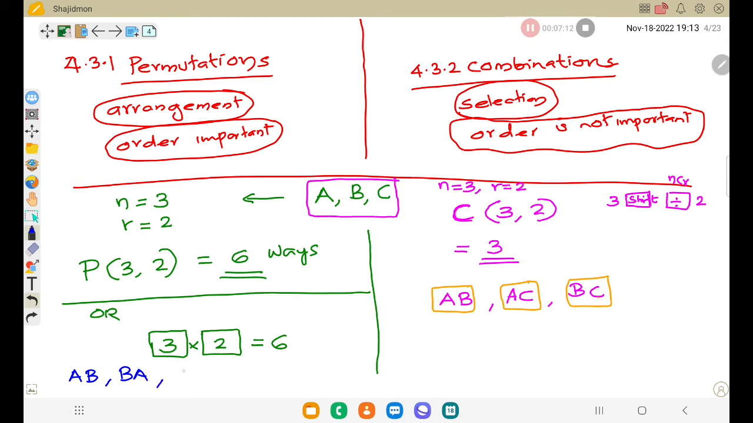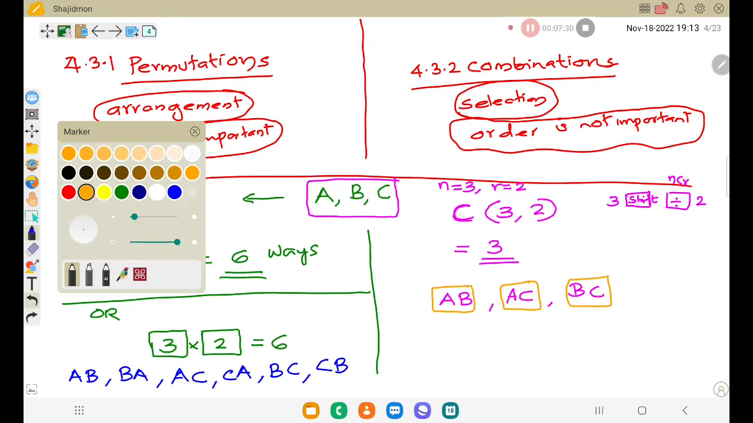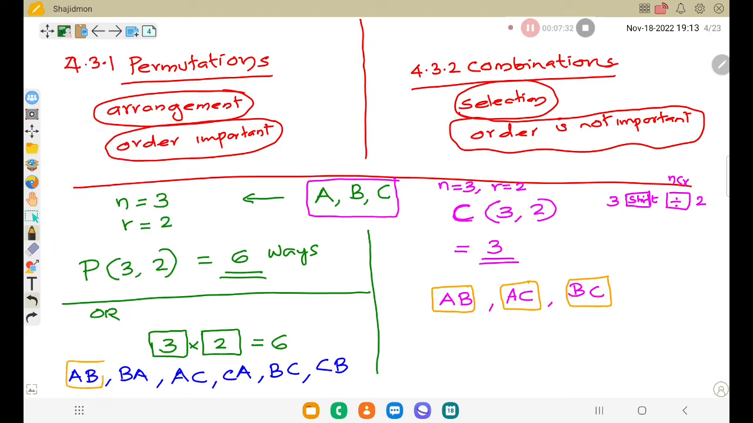Now what are the other permutations? AC we can choose, and CA, because order is important: A first, C second, C first, A second. Then BC, and CB we can write because order is important. So how many options are we getting in total? Totally 6 options. So the permutation of 3 objects taken 2 at a time gives 6 options: AB and BA, AC, CA, BC and CB. That's why the number is larger here.